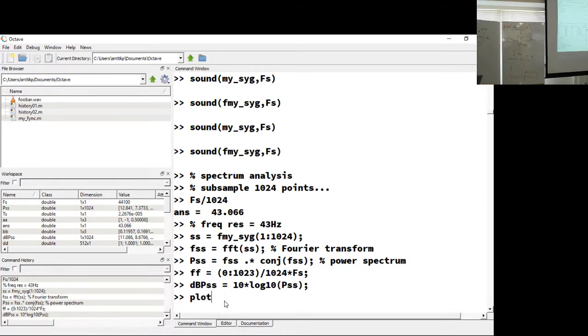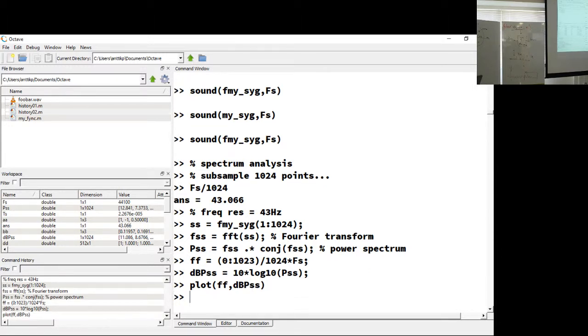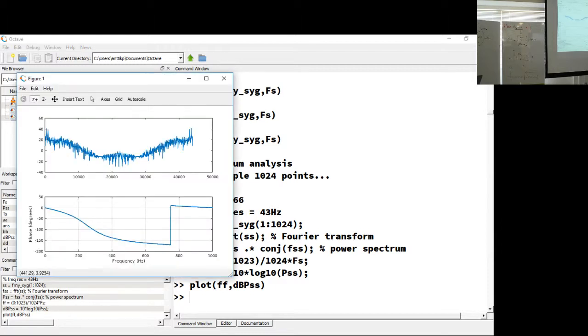Okay, then I can plot FF versus dBPSS, and I will get too much information. I get from 0 to sampling rate, but I need only this half. Sorry, that one remains there since there's a subplot, so let me clear the window and do it over again.